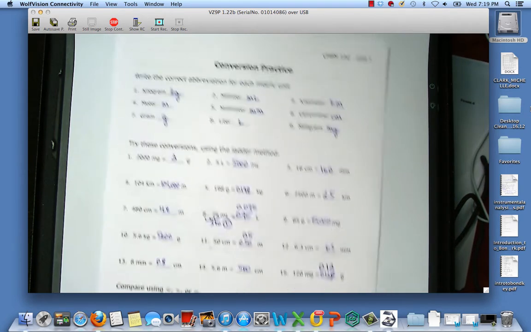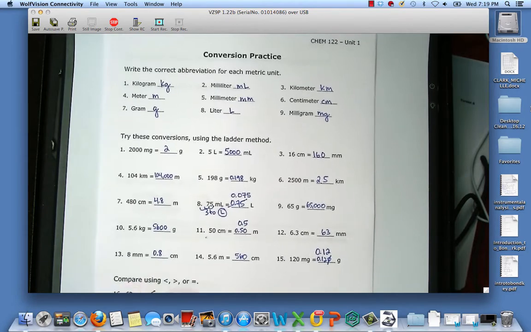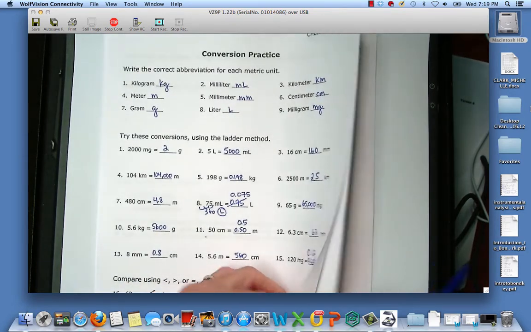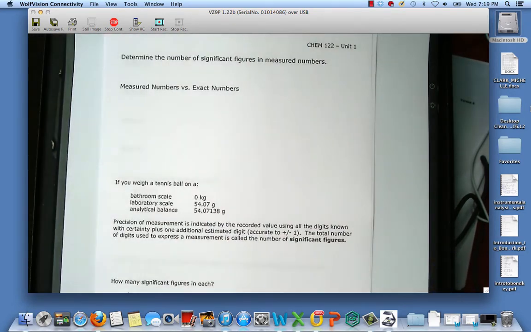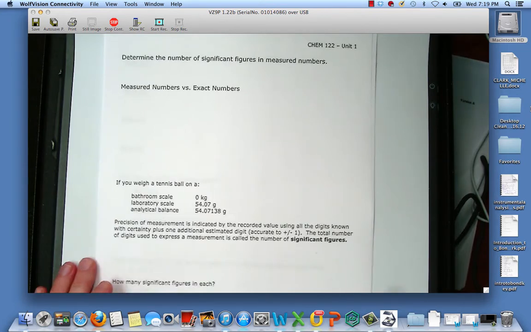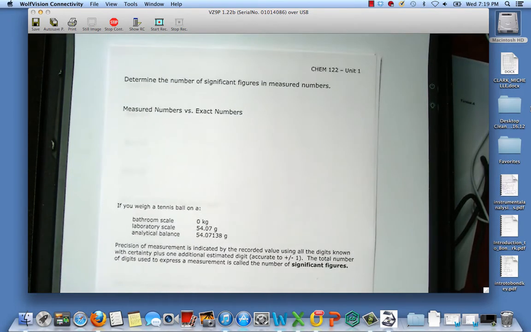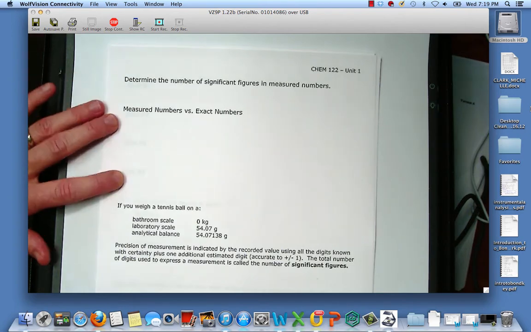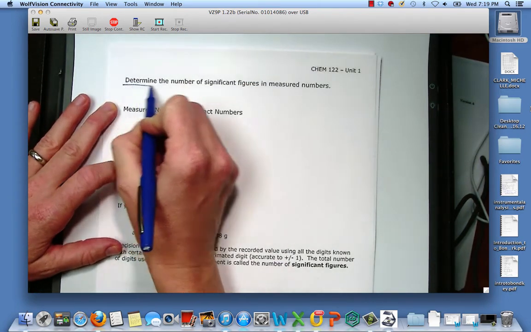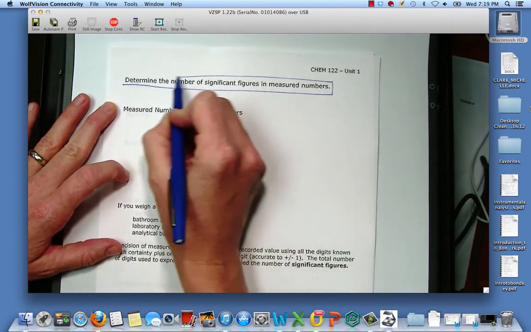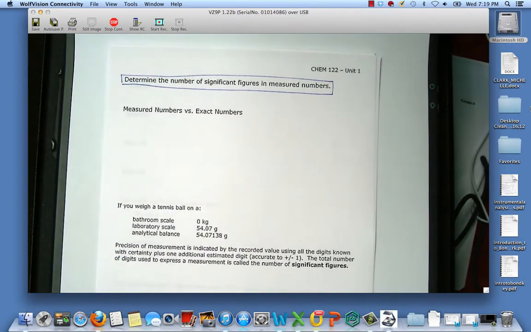So now we're going to move on to significant figures. Yours should be, this is an objective, so this should be bolded. So determine the number of significant figures in measured numbers. We talked a little about this in lab.